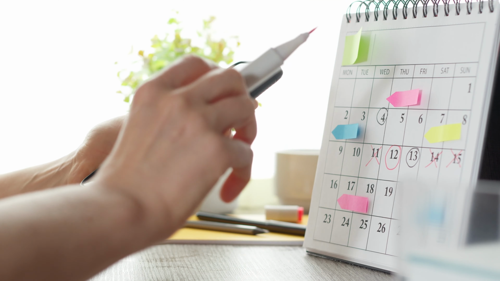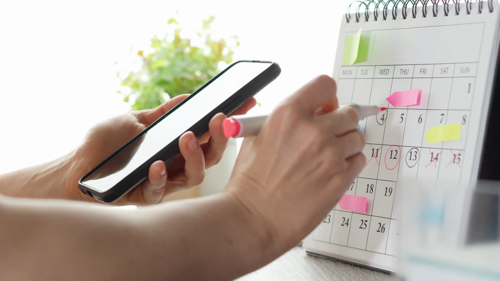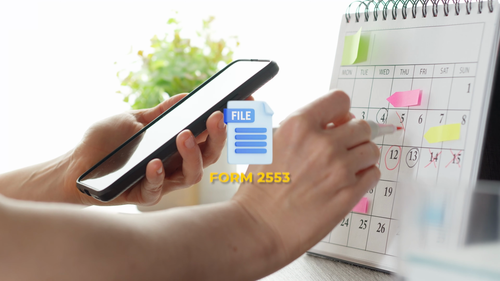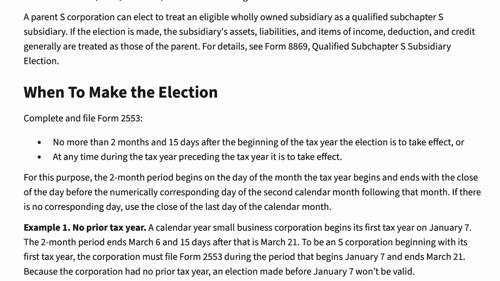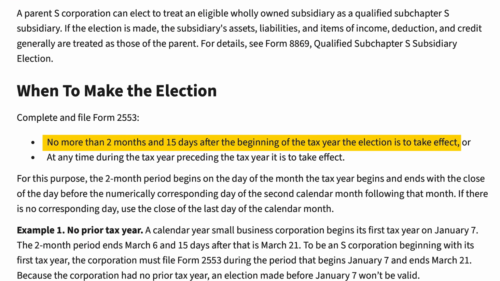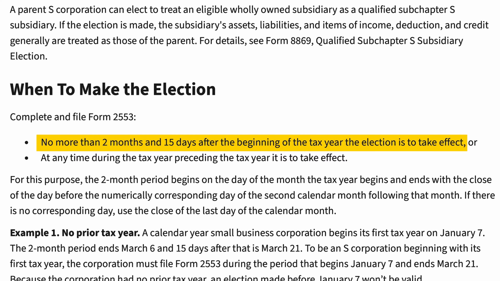Timing is another crucial factor when electing S-Corp status, as the IRS has strict deadlines for filing Form 2553, the document that formally notifies them of your intention to elect S-Corp status. To be effective for the current tax year, Form 2553 must be filed within 2 months and 15 days of the beginning of the tax year. If you miss this deadline, your election will apply for the following tax year.